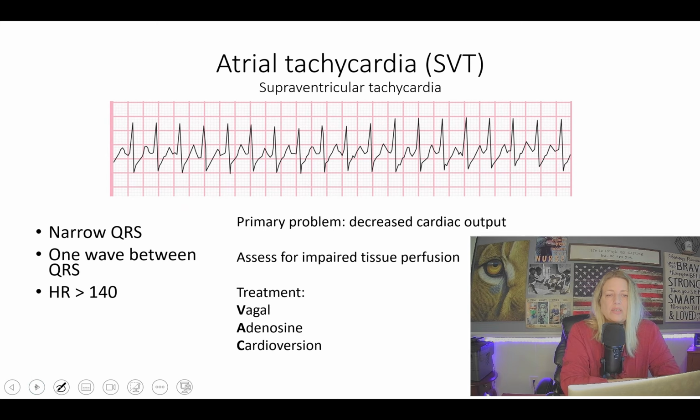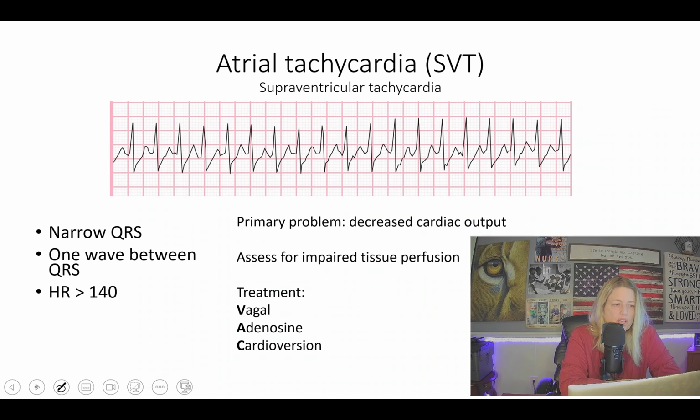All right, the last one I want to talk about is atrial tachycardia. Now, this is often referred to clinically as supraventricular tachycardia. Supra means above, above the ventricles. Well, what is above the ventricles? The atria. So atrial tachycardia is often referred to as supraventricular tachycardia or SVT. I don't know how they refer to it on the NCLEX, but they're kind of synonyms for each other.